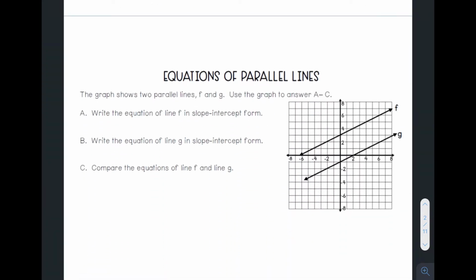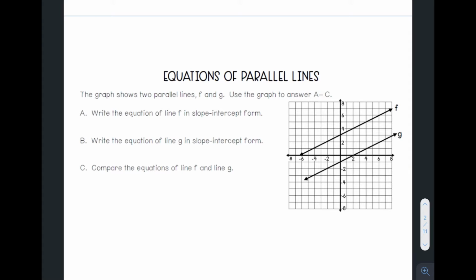Okay, so it says equations of parallel lines. The graph shows two parallel lines, line F and line G. Use the graph to answer questions A through C. A says write the equation of line F in slope-intercept form.